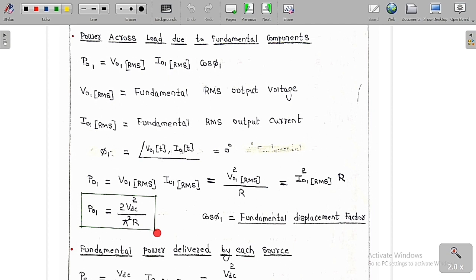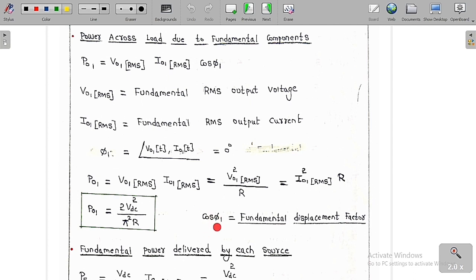So this much amount of power is consumed by the load due to the fundamental component of the output voltage and the fundamental component of the output current. And if you want to keep here the fundamental component of the RMS value of the output current, you also know, which is root 2 VDC by pi R. So substitute here and do the square and do the multiplication by R. Still you are going to get the same result, because all these values we have already figured out.